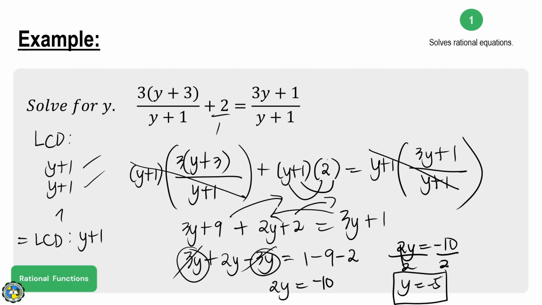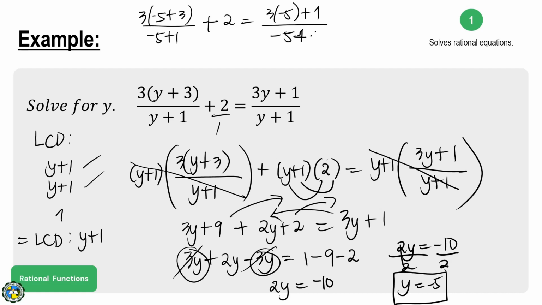Okay? So, let's check if that is the correct value to satisfy our equation. So, 3 times negative 5 plus 3 all over negative 5 plus 1 plus 2 equals 3 times negative 5 plus 1 all over negative 5 plus 1. Simplify, negative 5 plus 3 is negative 2 times 3 is negative 6. Here is negative 4 plus 2 equals negative 15 plus 1 is negative 14 all over negative 4.